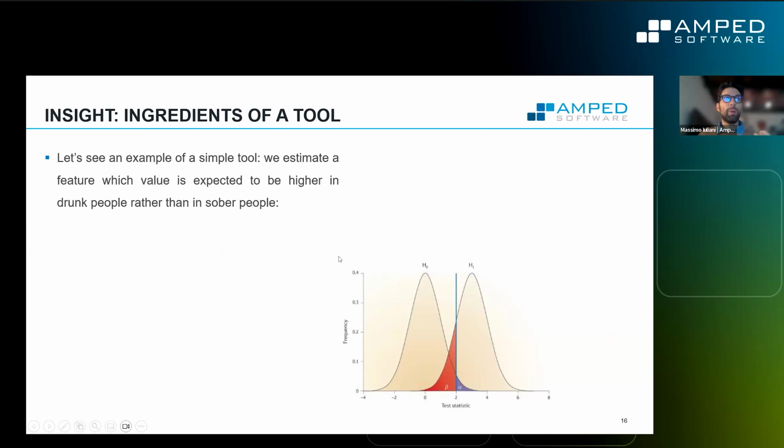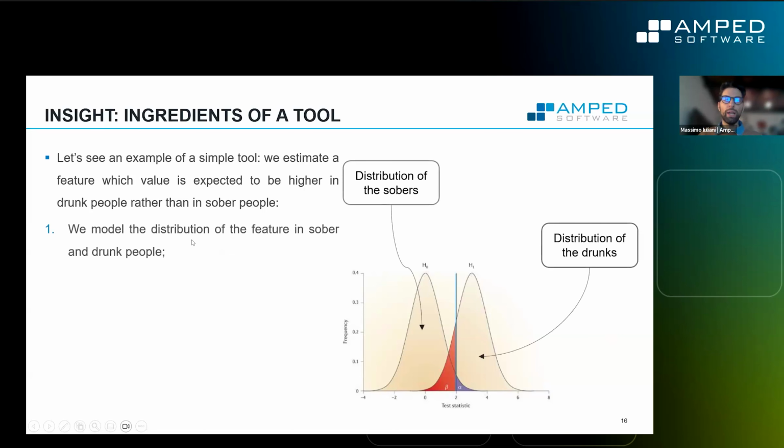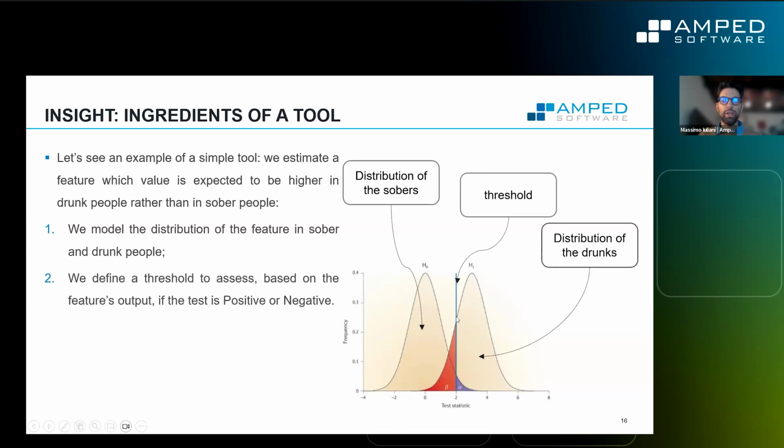So how can we build this tool? This tool can be built like this. You need two populations, let's say sobers and drunks, and then you see which is the value of this feature that splits these two distributions with the lowest error possible. So for instance, in this case, if we decide this threshold here, we decide that the tool provides a positive when the feature extracted is above 2. Otherwise, you get a negative.